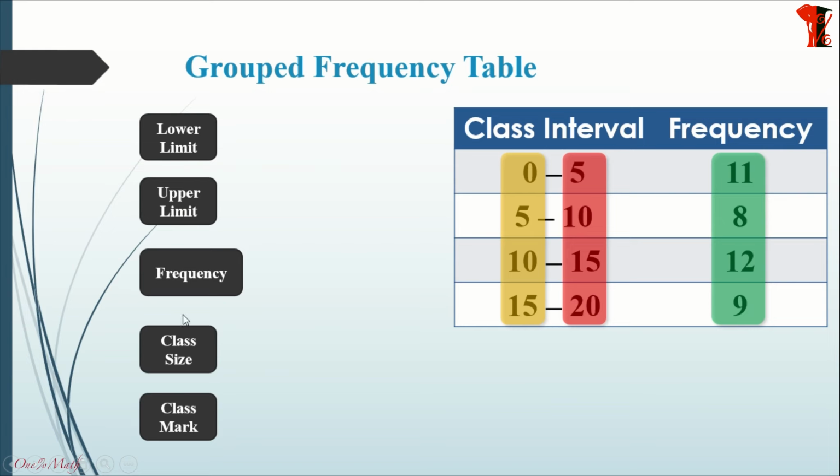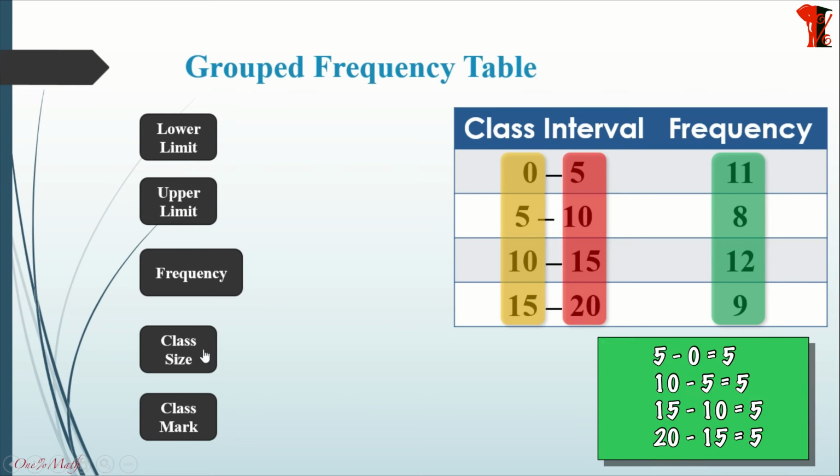The next one is class size. What does class size mean? It is the difference between the upper limit and the lower limit. It is also represented by H, and it is upper limit minus lower limit. So you can see 5 minus 0 is 5, 10 minus 5 is 5, 15 minus 10 is 5, 20 minus 15 is 5. Here class intervals can be different, but basically we take those class intervals which have the same class size. Class size means the upper limit minus the lower limit. You can take any class interval from this and subtract.